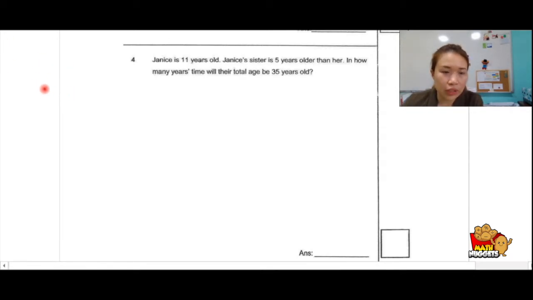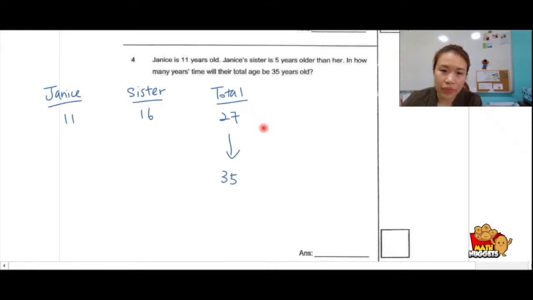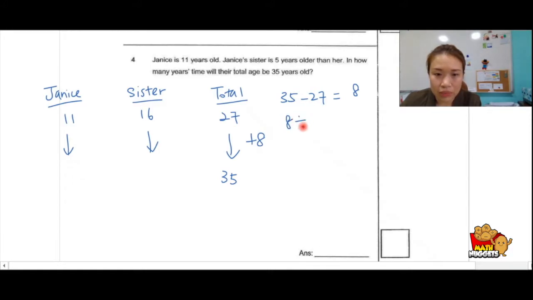Question 4, I'm going to write down. Janice is 11 years old. Her sister is 5 years older than her, which is 11 plus 5, which will be 16. The total age now is 27. In how many years' time will their total age be 35? Now we want their total age to increase by 8 years. So this 8 years would be shared among the 2 of them. There's 2 of them, so 8 divided by 2 is 4. In 4 years' time, their total age will be 35.